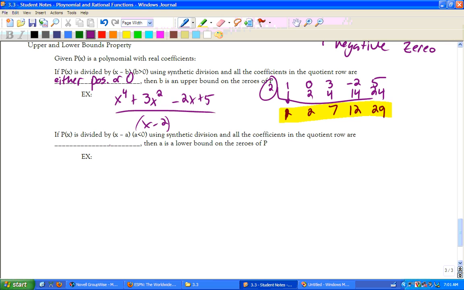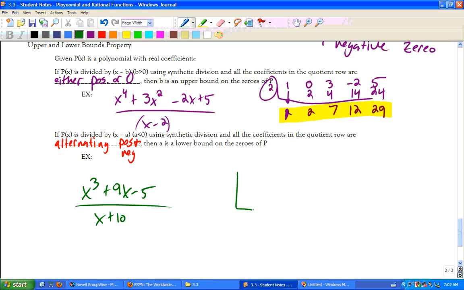We can do a similar process to figure out what our lower bounds are. What we're going to say is that p of x divided by x minus a, where a is less than 0, using synthetic division, and all the coefficients in the quotient row are alternating between positive and negative, then a is the lower bound on the zeros of p. So for example, let's say we were to take x cubed plus 9x minus 5 and divide it by x plus 10. That means we're going to do synthetic division with negative 10.